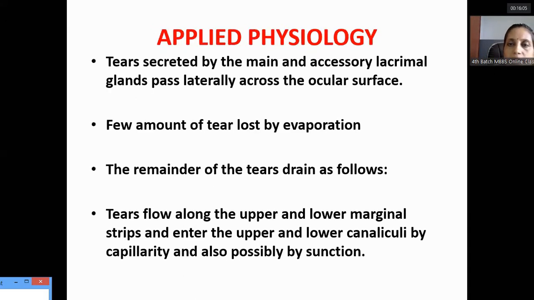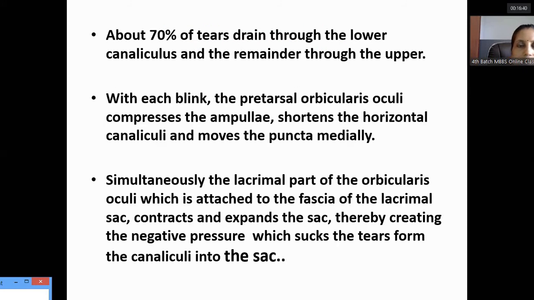Tears are secreted by the main and accessory lacrimal glands and pass across the ocular surface. A small amount of the tear is lost by evaporation, and the remainder is drained through the following mechanism. Tears flow from the upper and lower marginal strips and enter the upper and lower canaliculi by capillary action and also by a suction mechanism. Different muscles act here as a suction mechanism. About 70% of the tear is drained through the lower canaliculus and the remainder through the upper canaliculus.